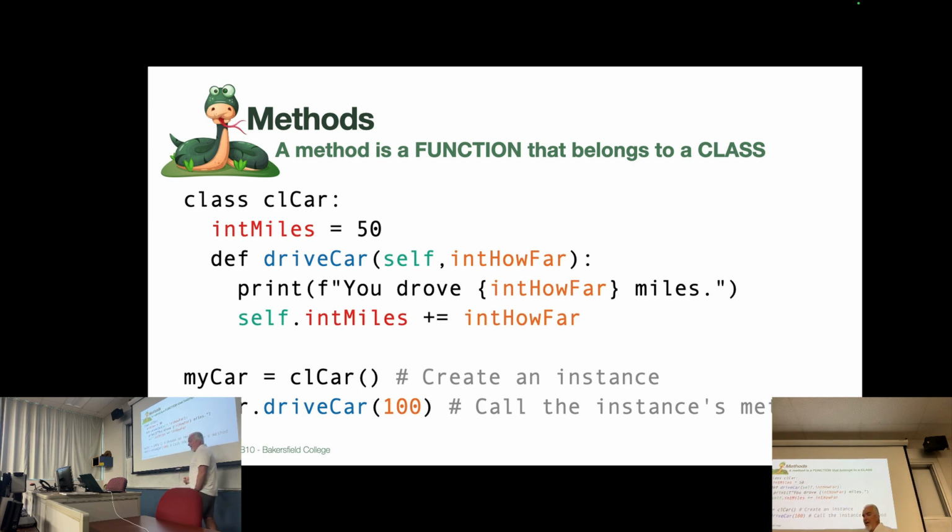So the way I would use that method in practice would be first, of course, I have to create an instance. My car equals CL car. So I'm creating an instance called my car. And then my car is going to drive 100 miles. So after this line of code, my car dot int miles is equal to what?